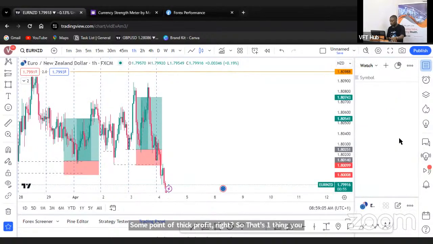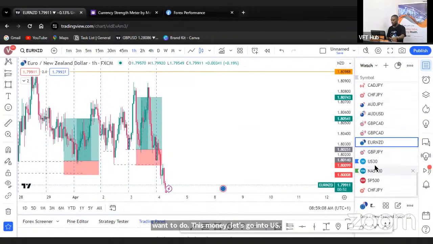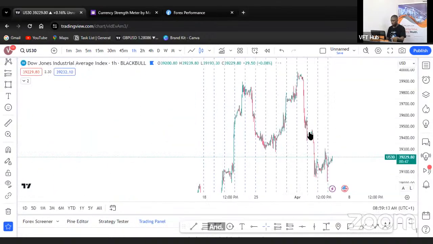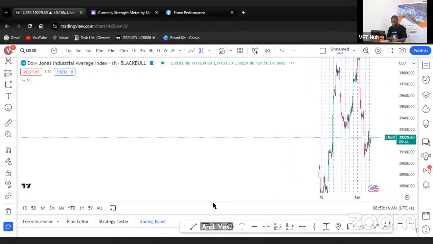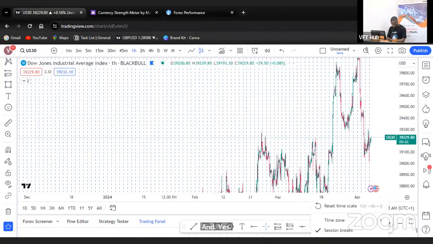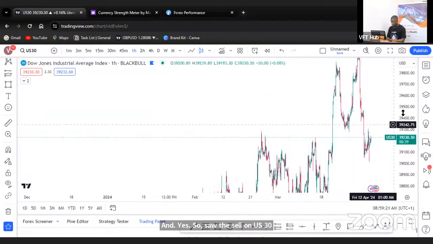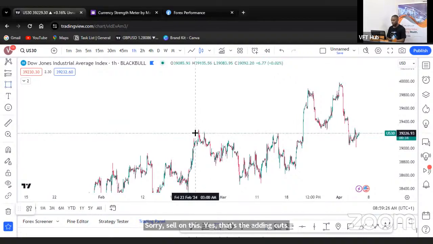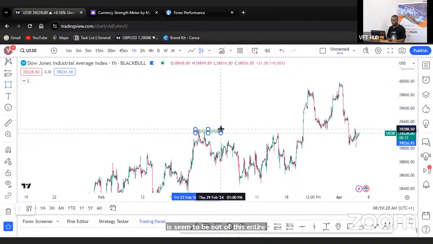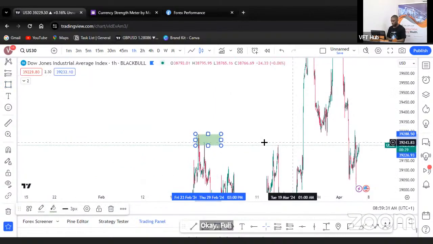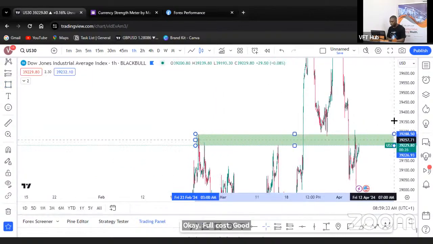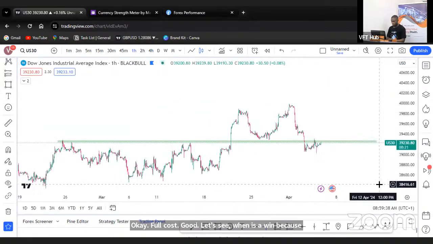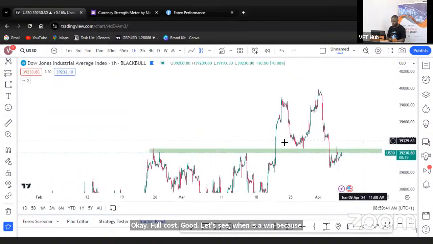Quickly this morning, let's go into US30 and see what we are looking at for US30. So we saw the sell on this US30. I didn't catch a single pip out of this entire move because I was focused on Euro NZD. It was already in play. A win is a win because the goal is to make money. Nobody asks you which pair you traded in the bank.